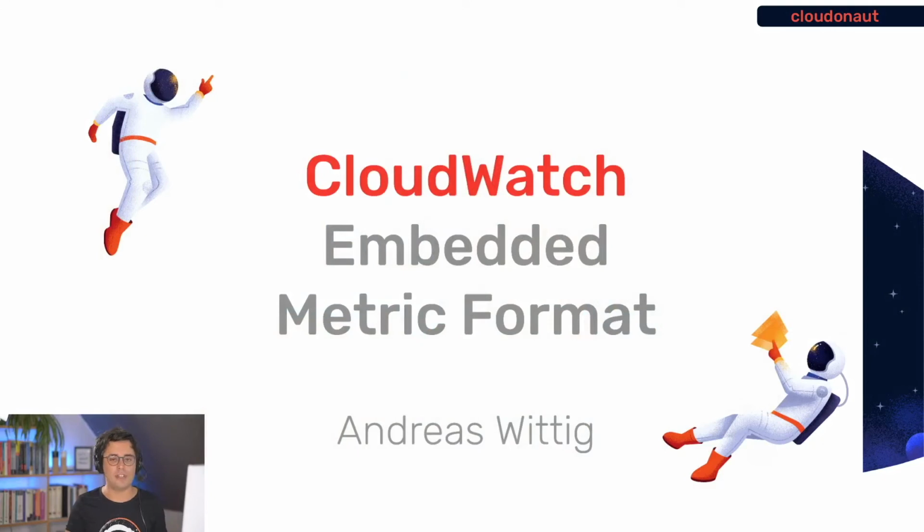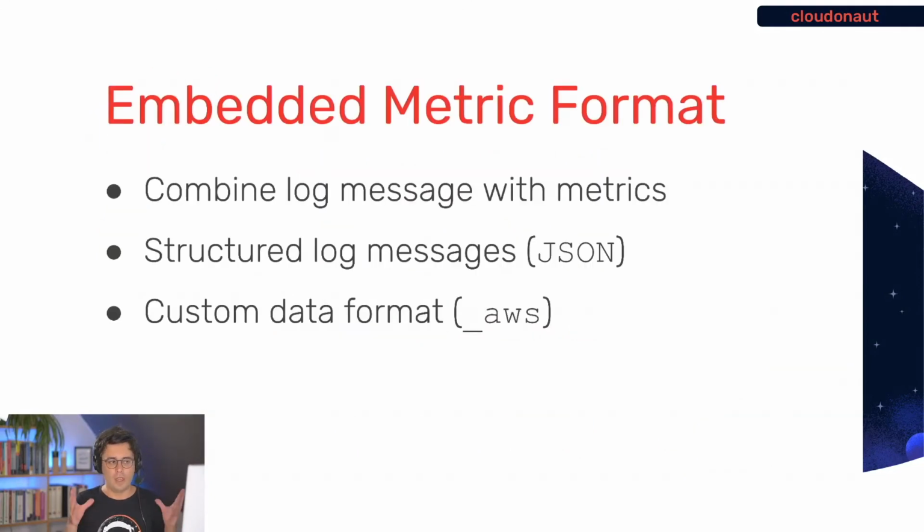So what is CloudWatch embedded metric format all about? The embedded metric format basically allows you to combine log messages with the metric data of your application. So instead of just logging log messages that are intended to be readable by a human, you are also appending metric data in a machine readable format. To get that working, you need to structure your log messages. You need to basically do JSON messages for log messages. And then you attach a custom data format that AWS specified to that.